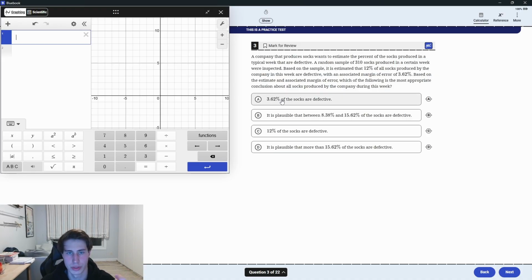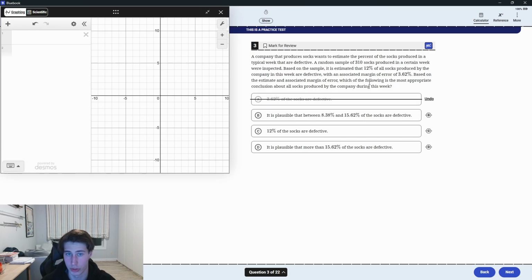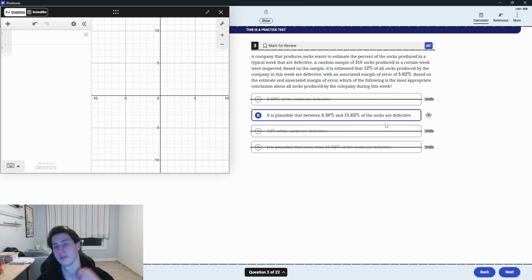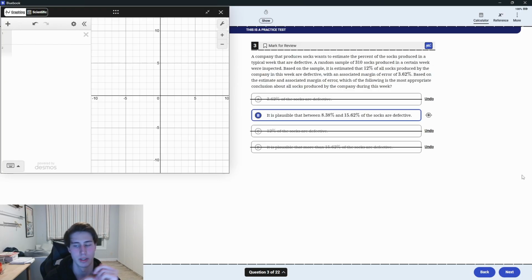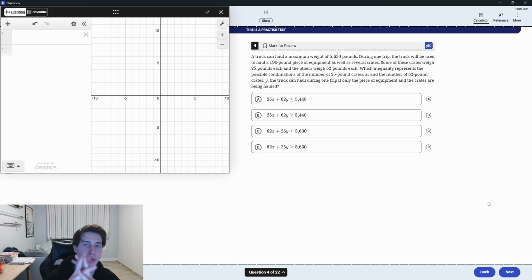So let's look at our answer choices. A, 3.62% of socks are defective. That's not true. That's actually the margin of error. 12% of the socks are defective. That's true as an estimate, but we have a margin of error, so that's not the right conclusion. It's plausible that more than 15.62% of the socks are defective is not true, because the margin of error is 3.62%. So that means plus or minus. And it is plausible that between this number and this number of the socks are defective, and that is correct. Because anywhere between that is where the margin of error is. So that is our plausible answer choice.